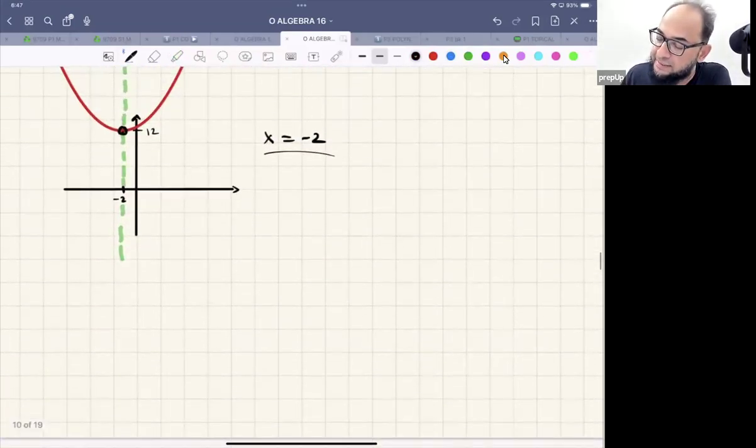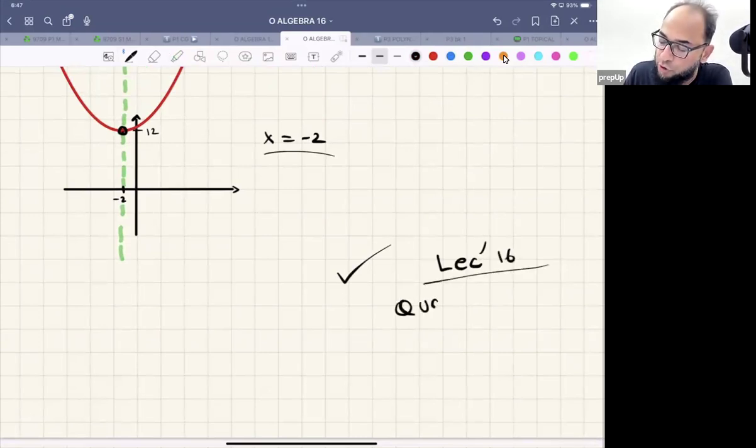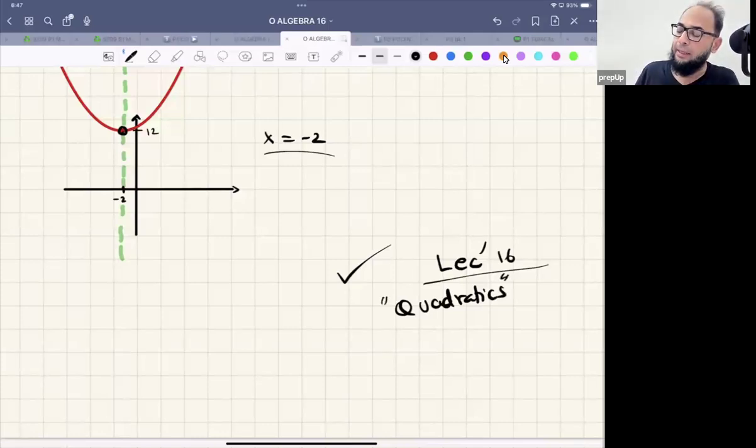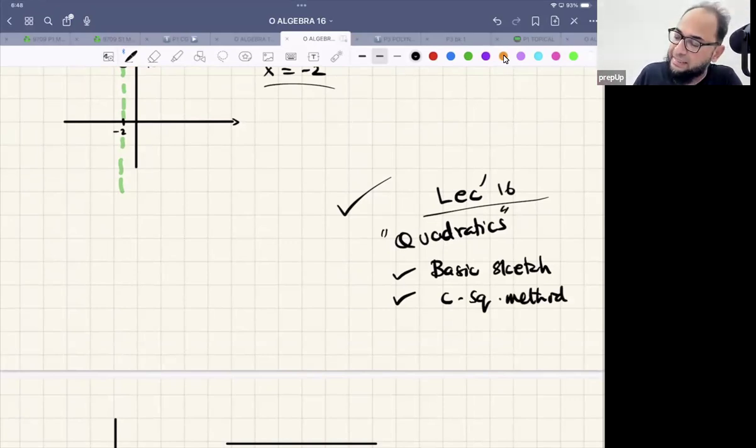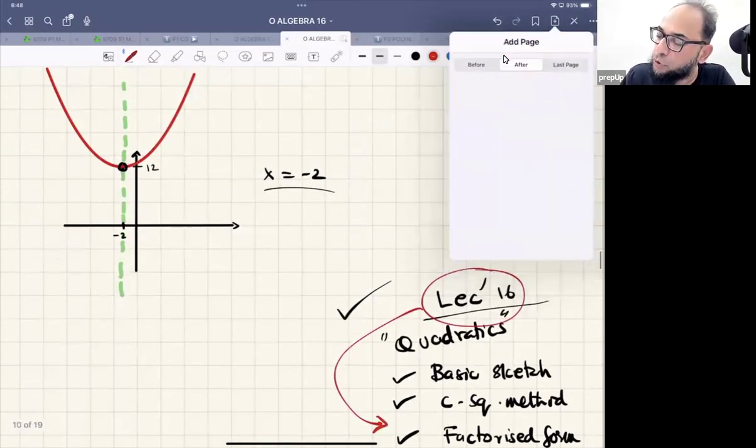So that completes this lecture, lecture number 16. The focus of this lecture was quadratics, and in quadratics, we focused on the basic sketch and the completed square method. Actually, let me take this time and focus on the factorized form also, because this is sometimes very, very useful. So let's not finish the lecture. Let's move to this one and let me add 2 more pages over here.